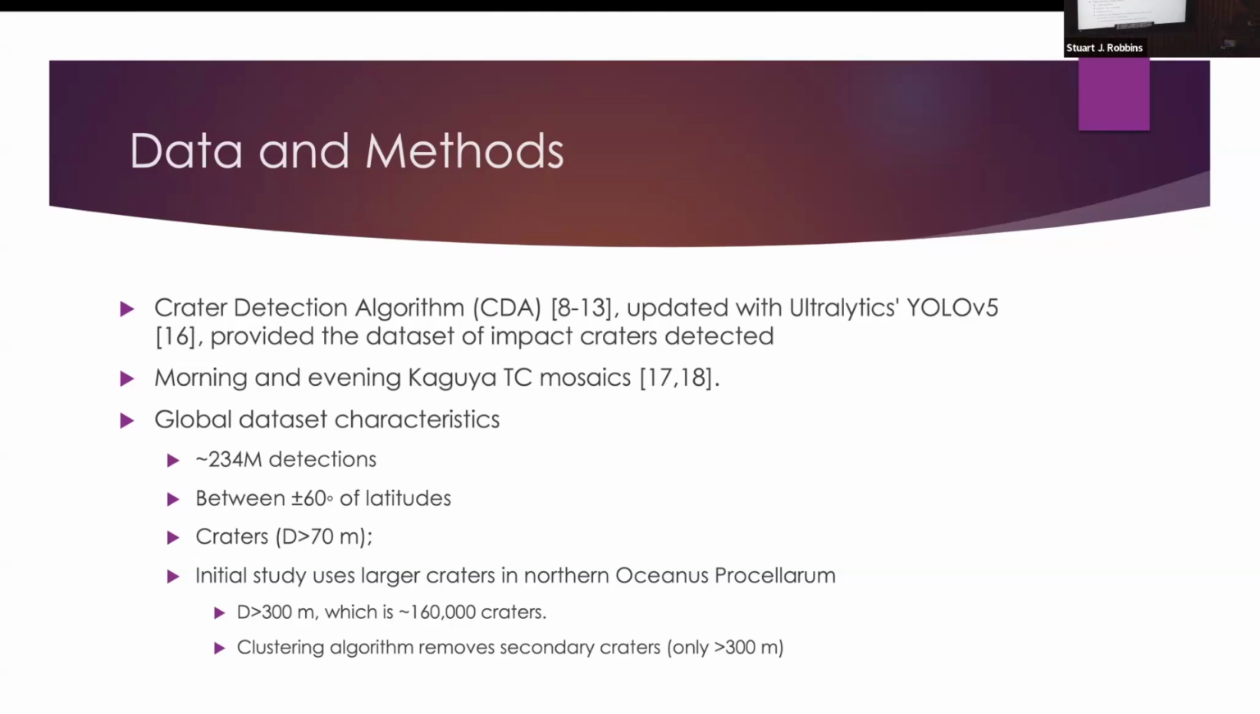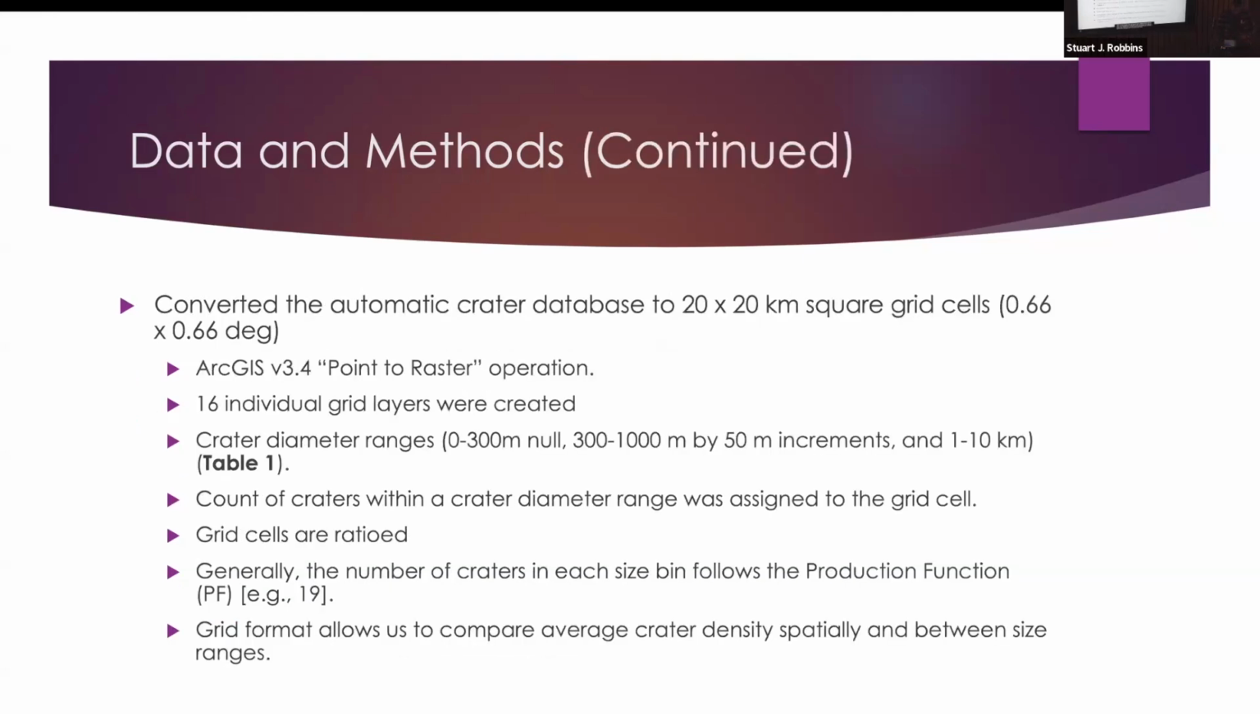So for the initial part of this talk, we're looking at this data set of craters 300 meters and above, about 160,000 craters. A clustering algorithm was also used to try to eliminate secondary craters, but you really have to keep an eye on that. I converted this data to a 20 by 20 square grid using these tools. So basically 16 individual grid layers based on crater diameter in 50 meter increments.